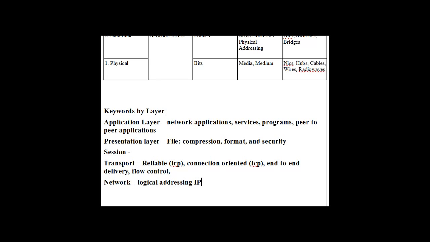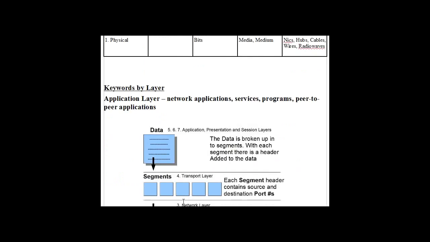Anything to deal with IP addresses or logical addresses, you're talking about the network layer. If the words best path appear in the question, you know that you're talking about routers, right? Path determination. You know you're talking about routers, and you're talking about layer 3, the network layer.